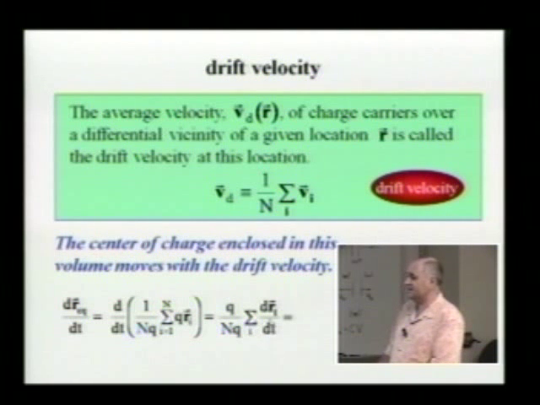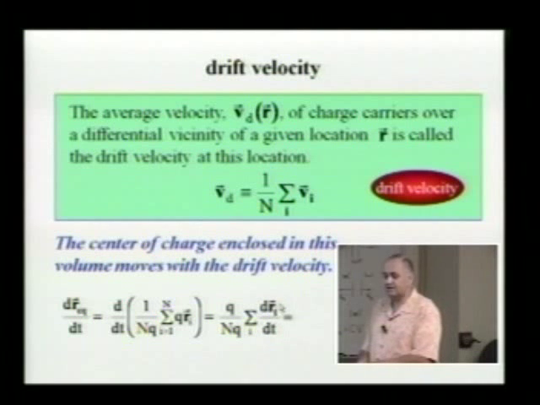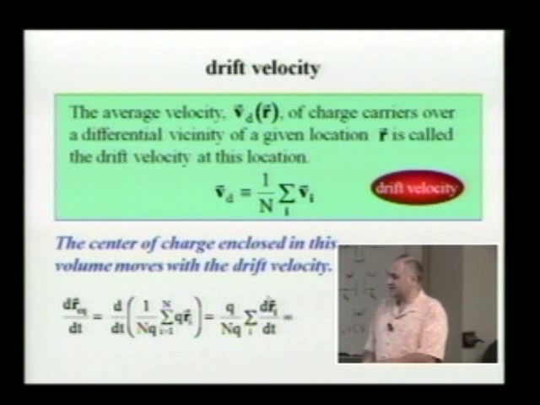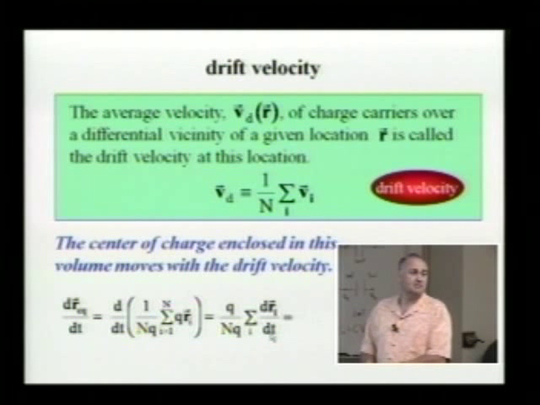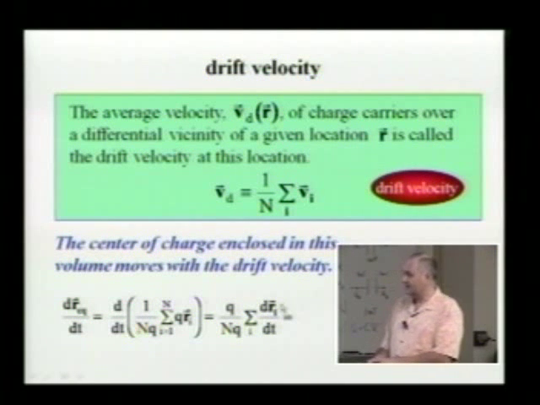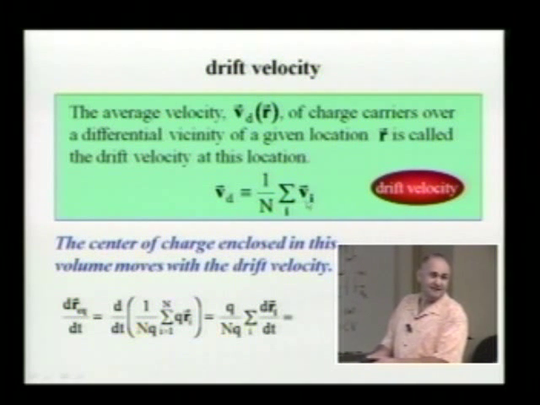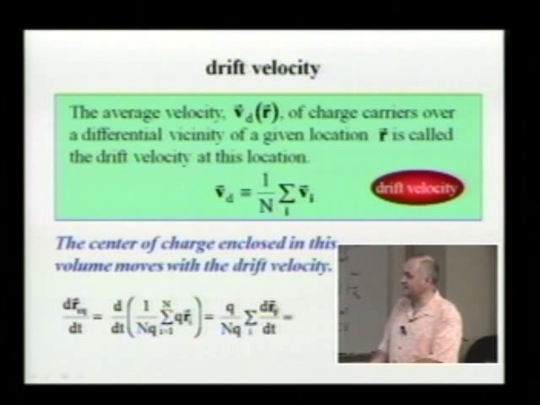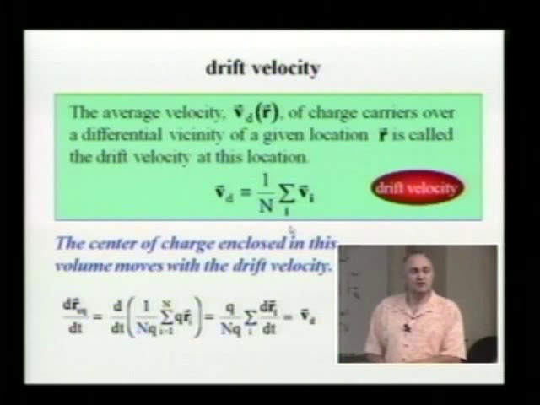Further, I have to differentiate the position of an individual particle. What is that? The derivative of the position of the ith particle with respect to time. Which particle? The ith particle. Correct. So this is the velocity of the ith particle. Q and Q cancel, so I have 1 over n. Which means that I got the drift velocity.